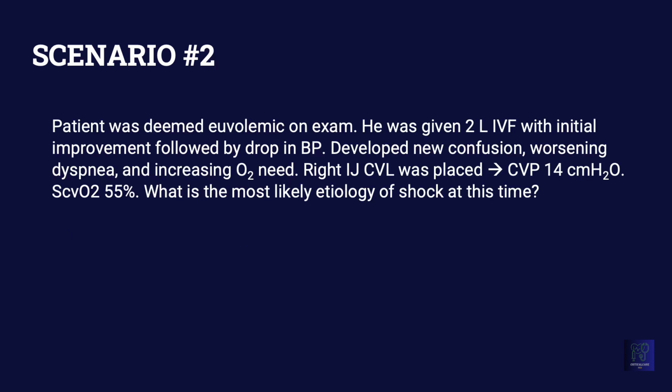This patient was deemed euvolemic on exam. Over the next 3 hours, he was given multiple 500 cc fluid boluses. Initially, the blood pressure picked up. Later, it did not respond. In fact, it started dropping even with fluid boluses. Patient developed new confusion, worsening dyspnea, and had a new oxygen requirement. At this point, he was moved to ICU, had a right IJ central line placed, and central venous pressure was noted to be 14 centimeter water pressure, and central venous oxygen saturation was 55%. What is the most likely etiology of his shock at this point of time?